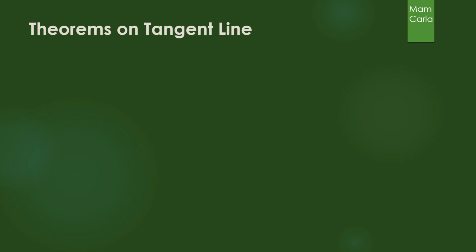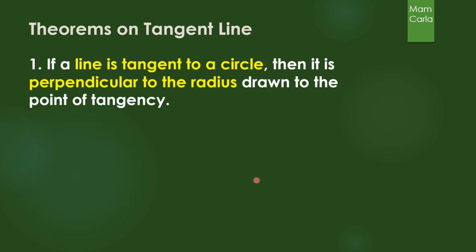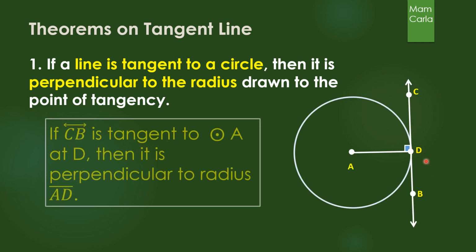Now let's get started. Let us begin with the theorems on tangent line. So, for number 1, it says that if a line is tangent to a circle, then it is perpendicular to the radius drawn to the point of tangency. So, if you are given this figure, we say that if line CB is tangent to our circle A at point D, which is the point of tangency, then this line is perpendicular to the radius AD. And we know that perpendicular lines form a 90-degree angle or a right angle here.